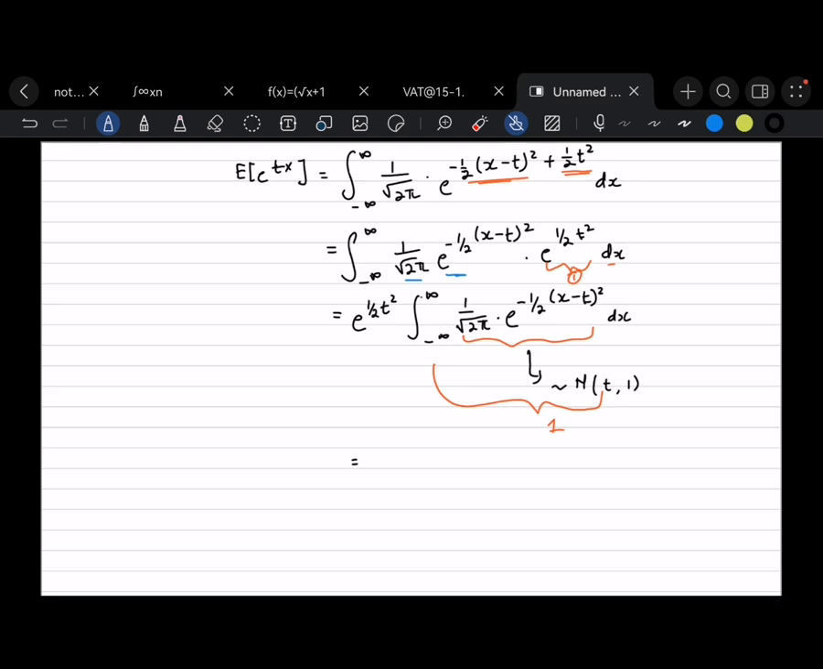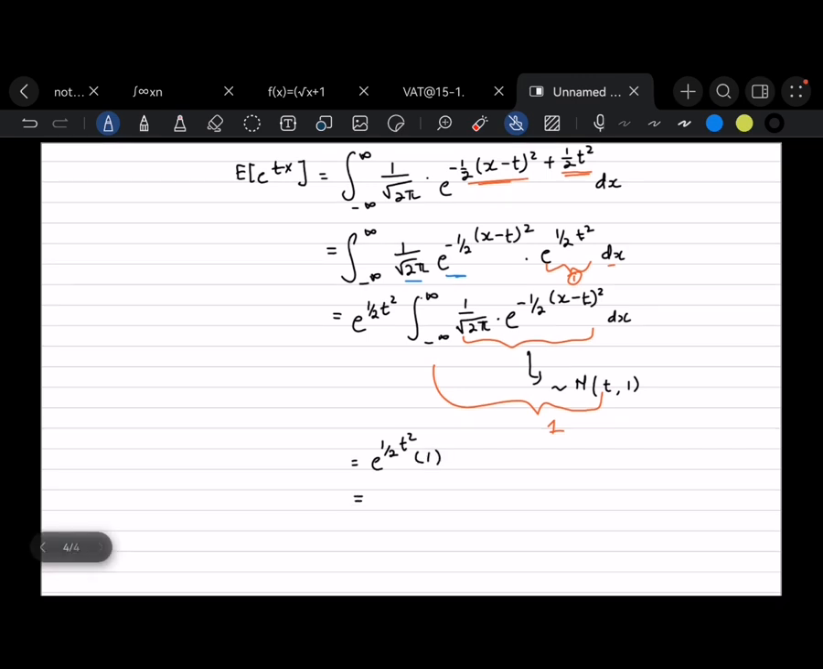Because now you have e to the half t squared, and then we said this integral is just equal to 1, because you see that the part you're integrating is a normal distribution, and you're integrating the normal distribution over all the values it is defined on, which is negative infinity to positive infinity. So it's gonna give you 1. So now you have the e to the half t squared, which was a constant, times this 1, which you got when evaluating this integral. So this will just give you e to the half t squared.